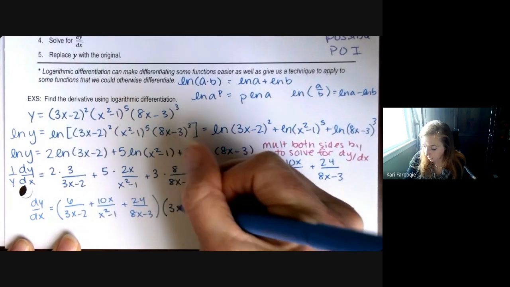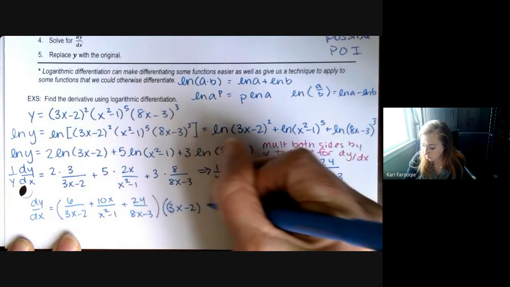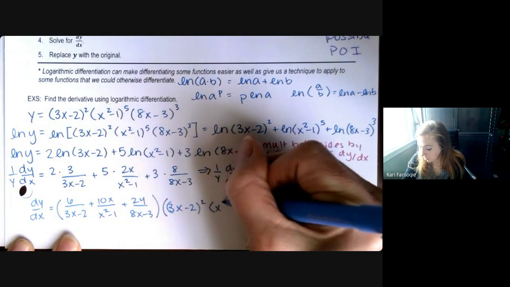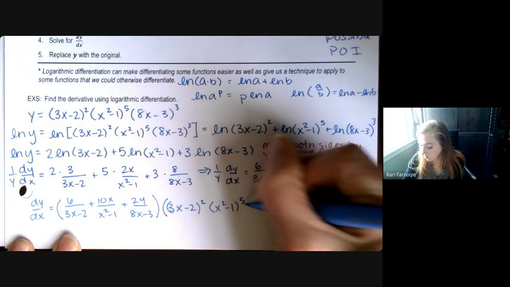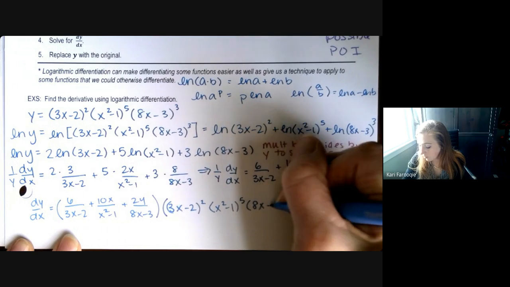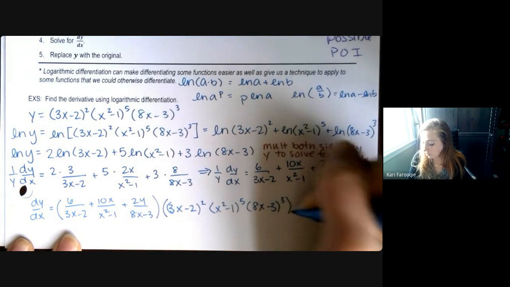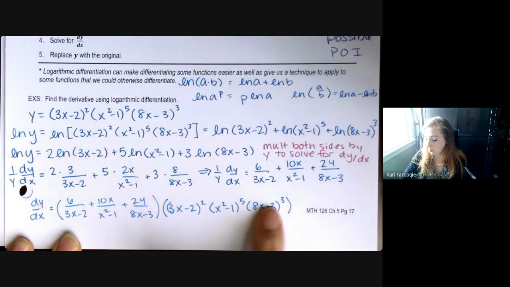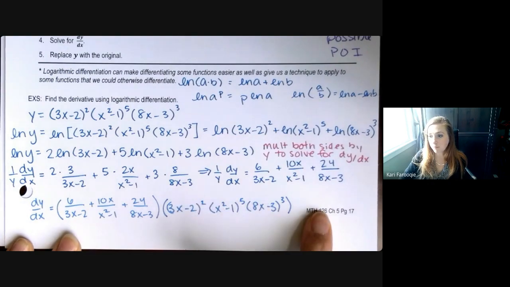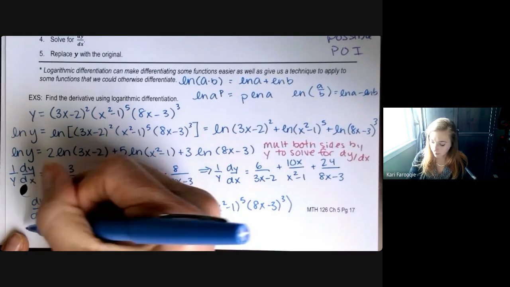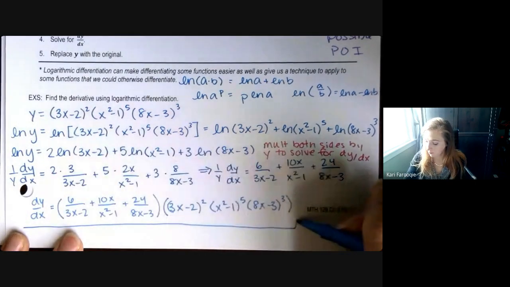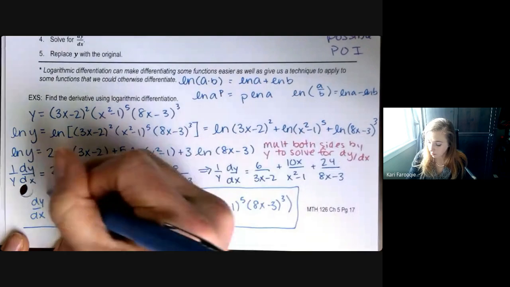3x minus 2 quantity squared times x minus 1, or x squared minus 1 to the 5th, times 8x minus 3 cubed. This is y. You're not going to believe this. I'm putting a box around it.